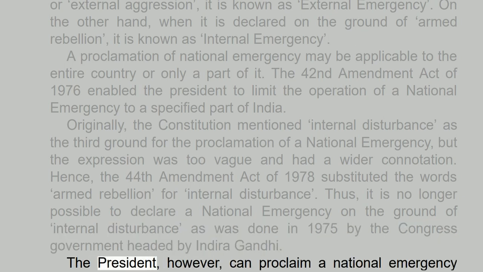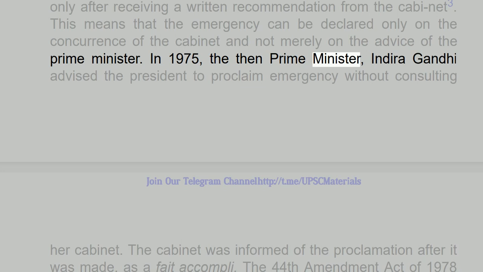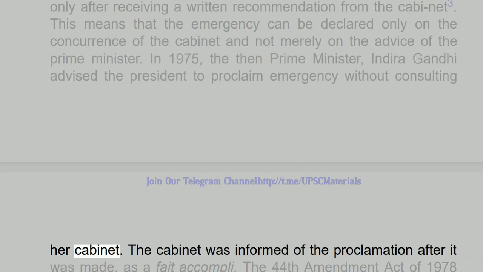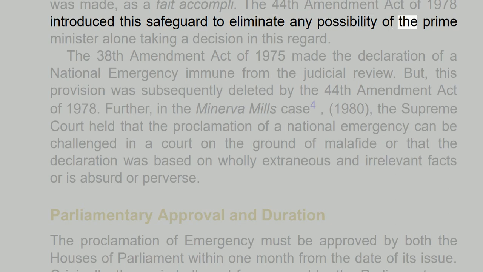The President, however, can proclaim a national emergency only after receiving a written recommendation from the Cabinet. This means that the emergency can be declared only on the concurrence of the Cabinet and not merely on the advice of the Prime Minister. In 1975, the then Prime Minister, Indira Gandhi, advised the President to proclaim emergency without consulting her Cabinet. The Cabinet was informed of the proclamation after it was made, as a fait accompli. The 44th Amendment Act of 1978 introduced this safeguard to eliminate any possibility of the Prime Minister alone taking a decision in this regard.